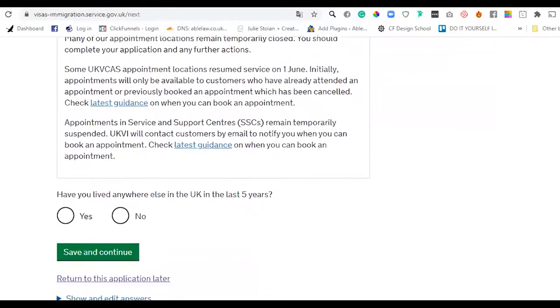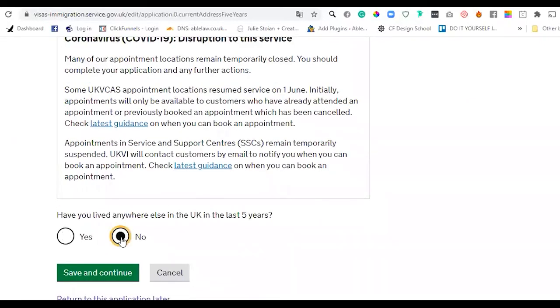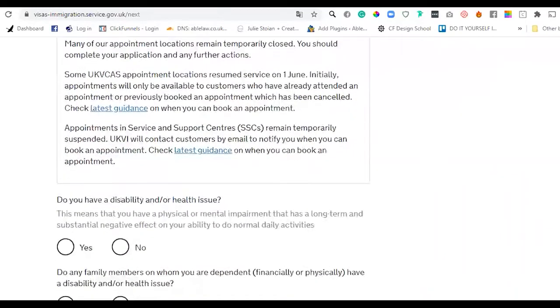Have you lived anywhere else in the UK in the last 5 years? If you lived anywhere else in the last 5 years, then you need to enter all these details. I'm just going to tick no for now. Otherwise, if you moved address, then you need to tick yes, and then insert all those addresses. I'll tick no, so I don't get asked about the address.